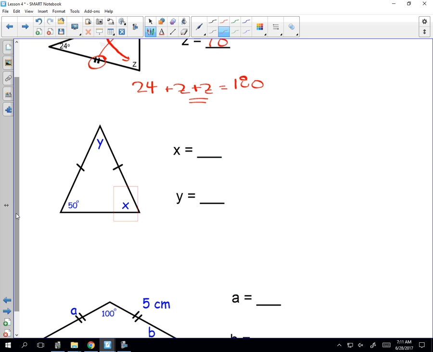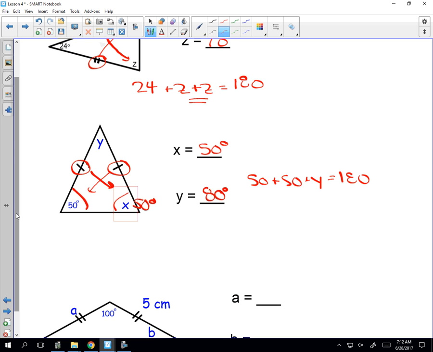Our next isosceles here, we've got the two equal side lengths, so we know that those base angles have to be equal to each other. So that makes x pretty easy. X is 50 because it has to match the other base angle. We can put the tick marks to show that we have congruent parts there. Now y is whatever's left over. So we've got 50 plus 50 plus y equals 180. Subtract 100, y equals 80.